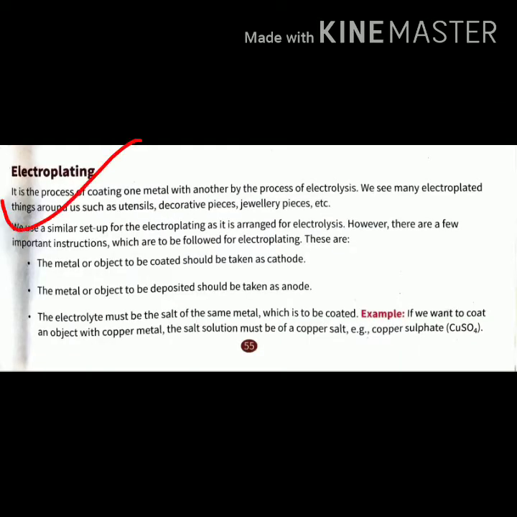So now the next topic is electroplating. It is the process of coating one metal with another metal by the process of electrolysis, as we have discussed earlier. Electroplating is done on various things like utensils, decorative pieces, jewelry pieces, and many more.